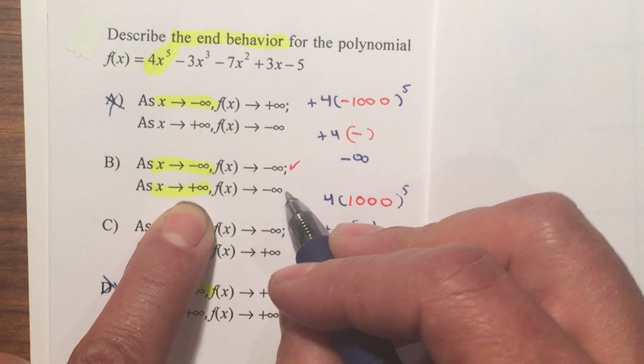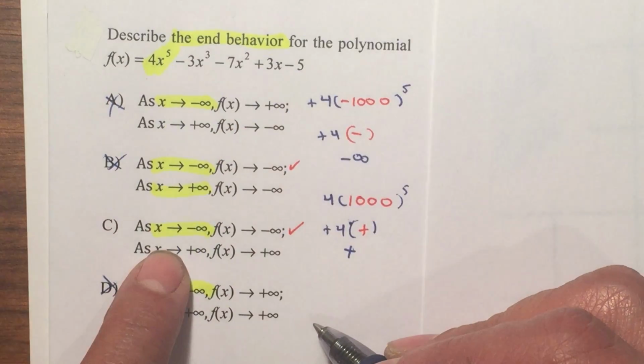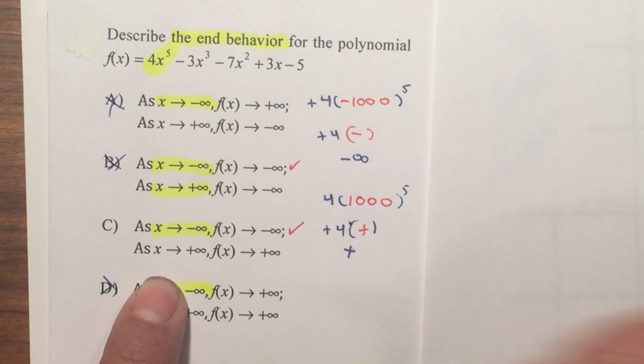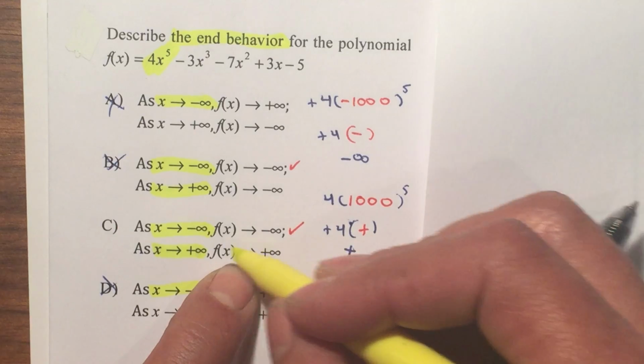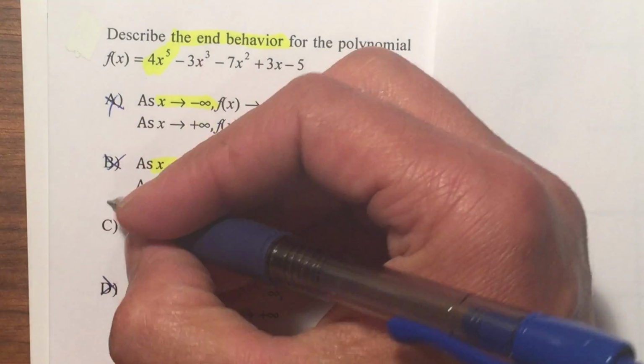So does it approach negative infinity? No. Does it approach, as x approaches positive infinity, your number becomes positive? Yes. Your answer is letter C.